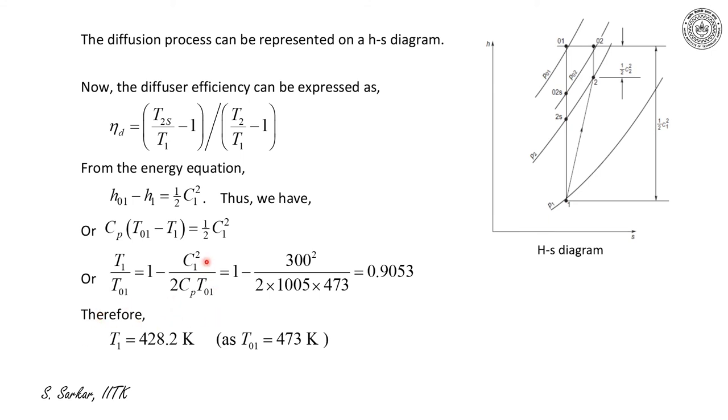C1 is given as 300 meters per second and T01 as 473 Kelvin. Thus, T1 by T01 is equal to 1 minus 300 squared divided by twice 1005 into 473. If you compute this, you will get 0.9053. T01 is given as 473. Thus, you can evaluate from here T1 as 428.2 Kelvin.